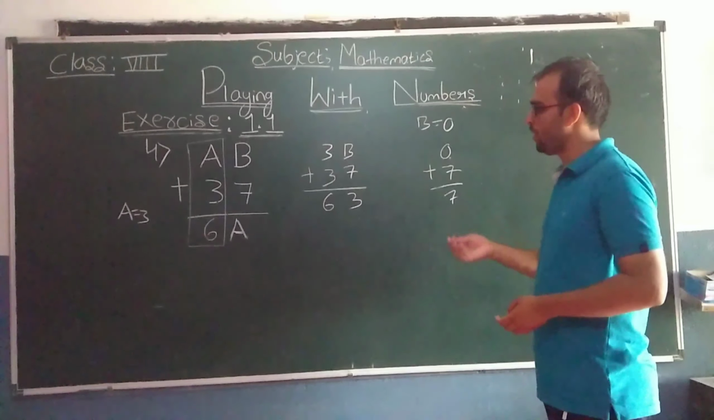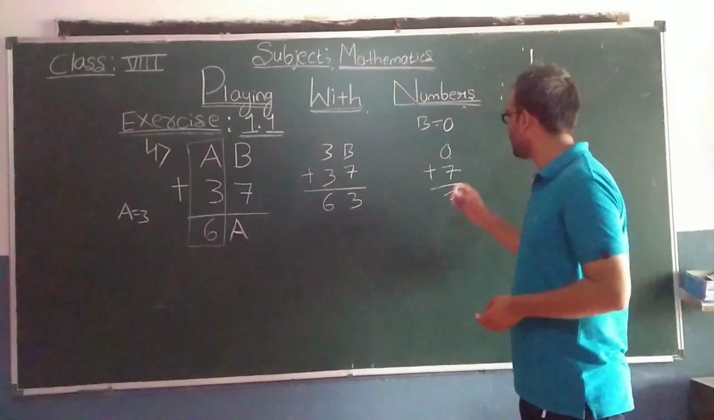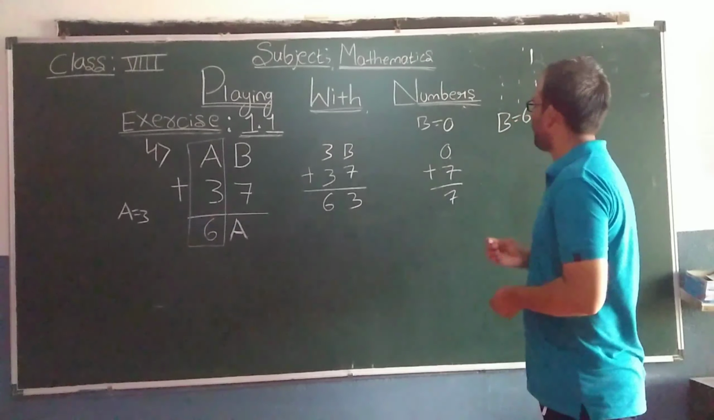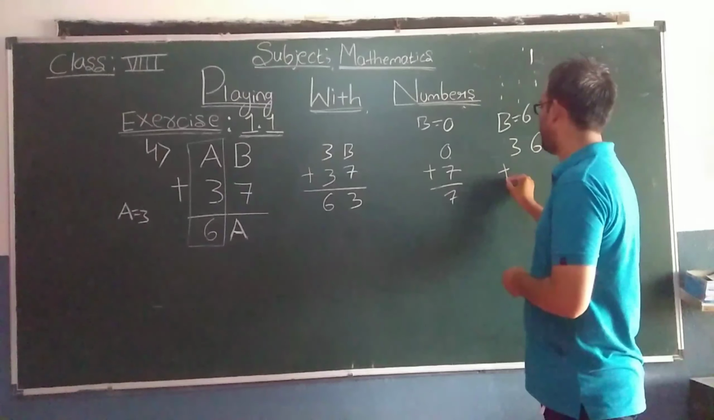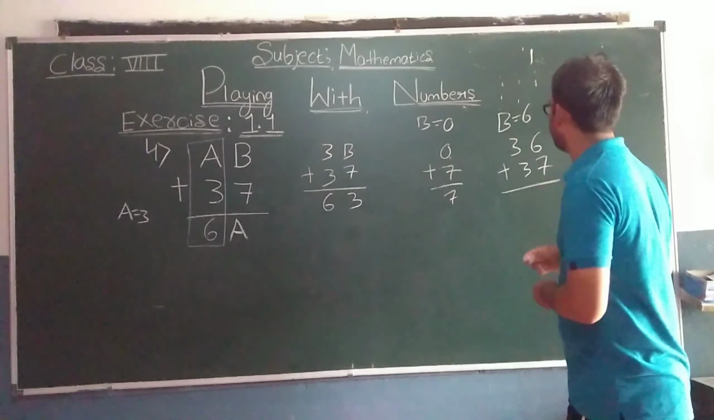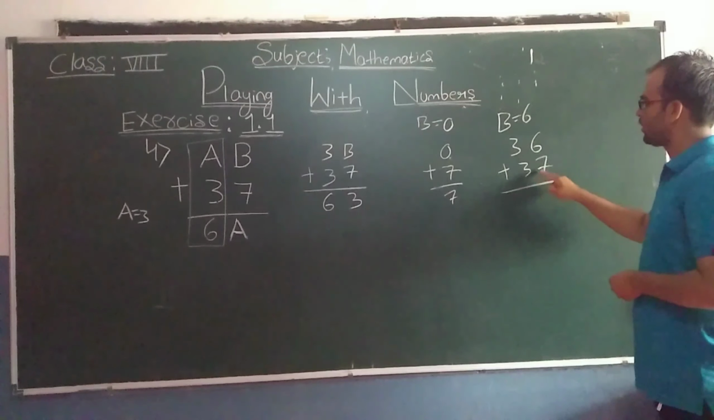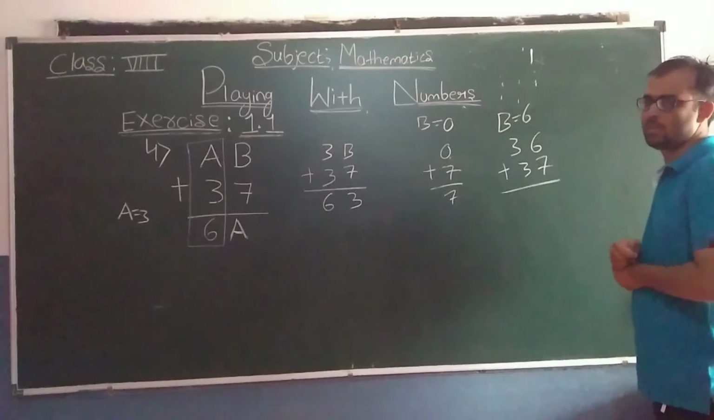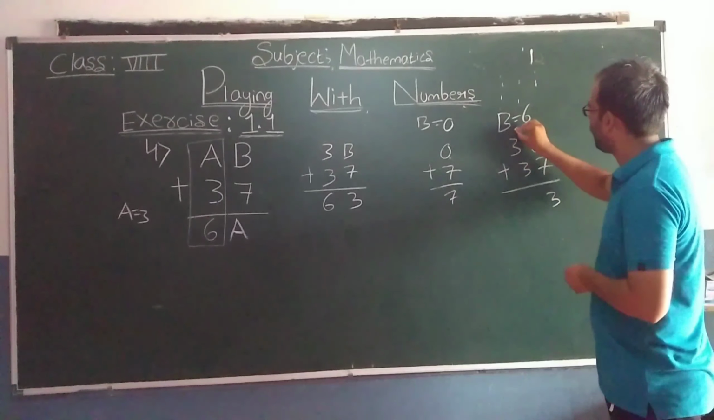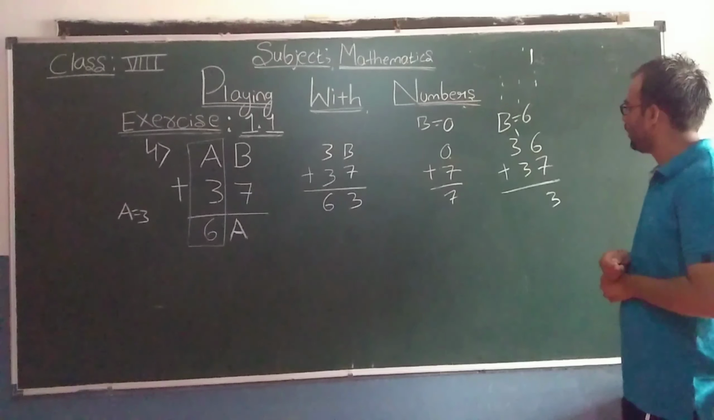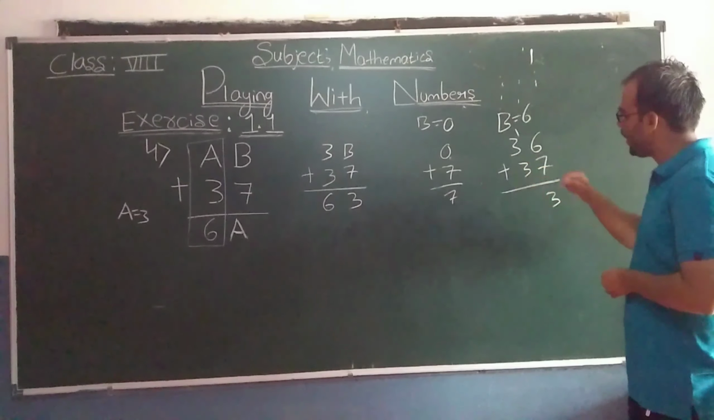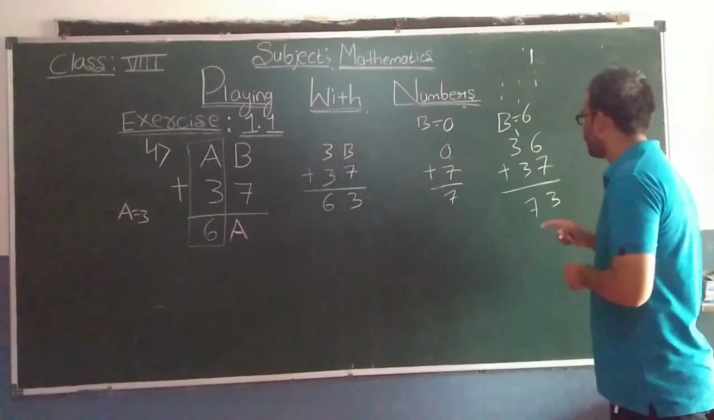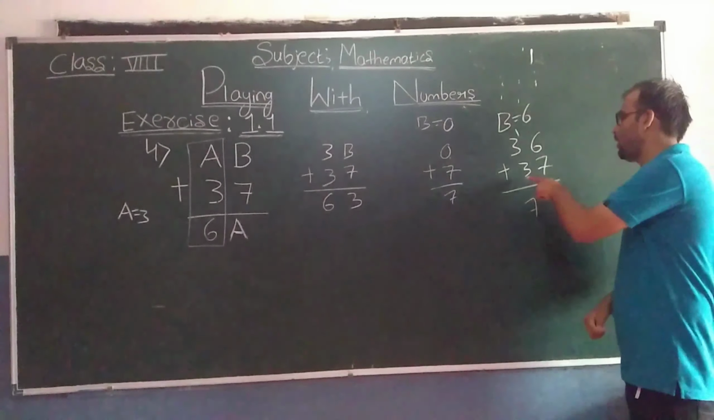But when we assume the value of B as 6, let us try. 36 plus 37. Now 6 plus 7 is what? 13. So here 3 and here 1 is carry. 1 plus 3 is 4, 4 plus 3 is 7.